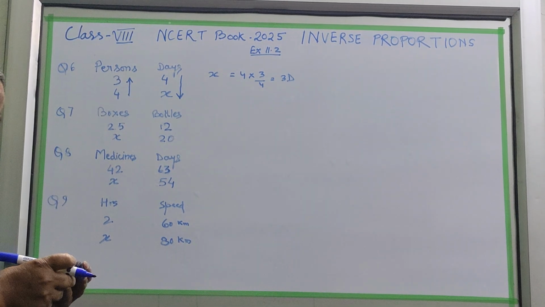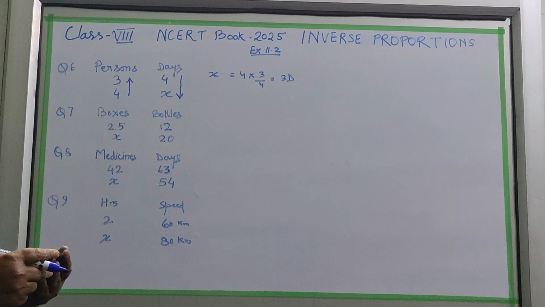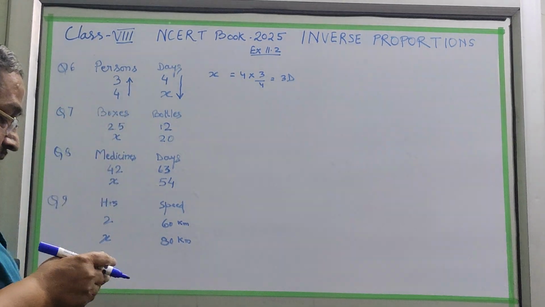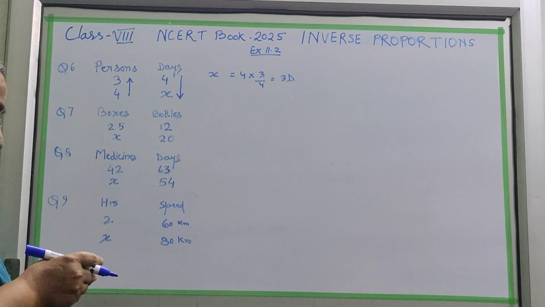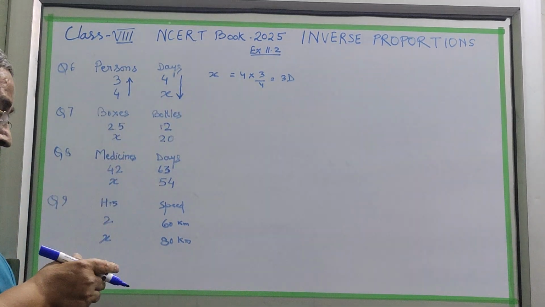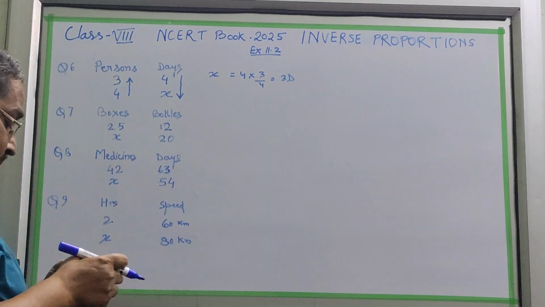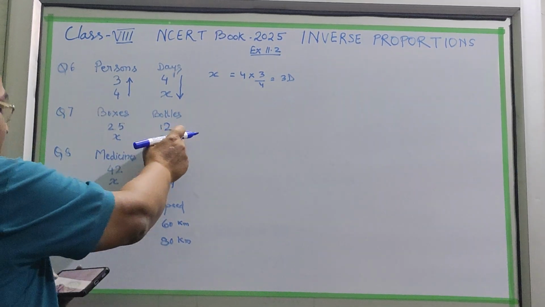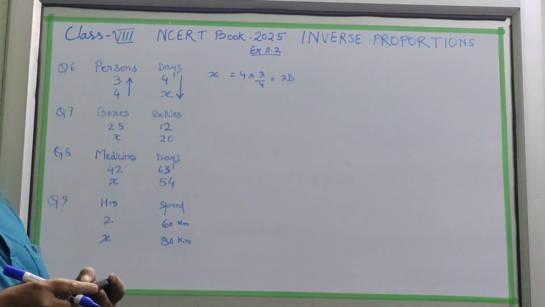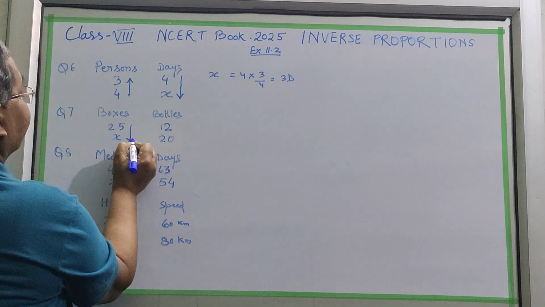Okay. Now coming to the 7th question. A batch of bottles were packed in 25 boxes, with 12 bottles in each box. So how many in each box? Each box is having 12. If the same bottles are packed using 20 bottles in each box, how many boxes will be filled? So how many, it is not known, it is X.